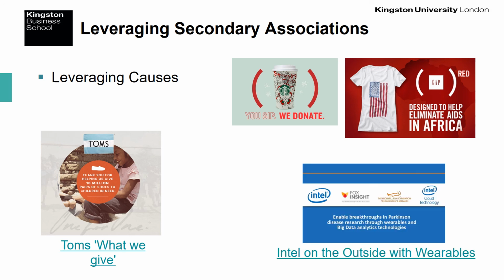And this also happens in the business-to-business marketing world. I'm very conscious that all of the examples I've talked about so far have primarily been business to consumer, but all of these principles of secondary associations apply to business brands too. And here we can see Intel partnering with the Michael J. Fox Foundation to raise money for Parkinson's disease research. Michael J. Fox is the actor who himself suffers from Parkinson's and has been very instrumental in raising funds for research into that condition.